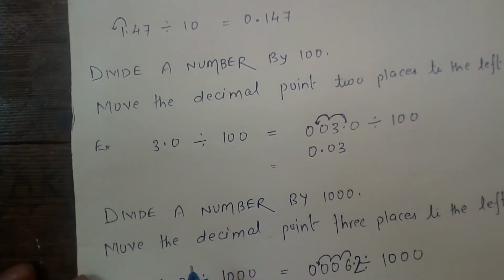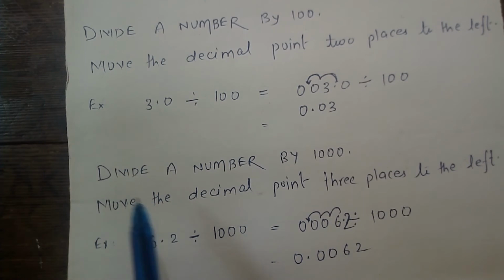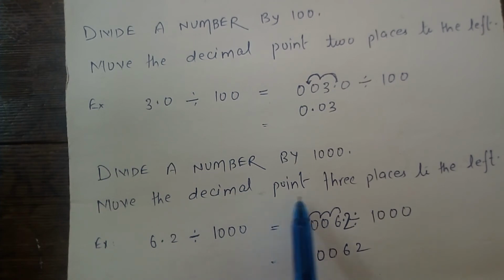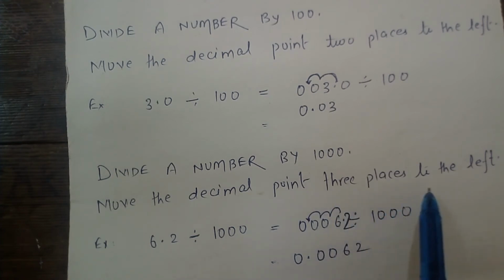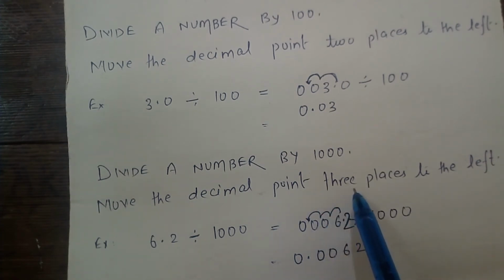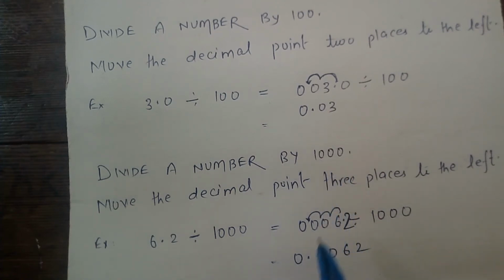My dear students, your next topic is divide a number by 1000. For this topic, your statement is: move the decimal point three places to the left. Why are we taking three places to the left here? Because in 1000 the number of zeros is 3. So what will we do? Move the decimal point three places to the left.